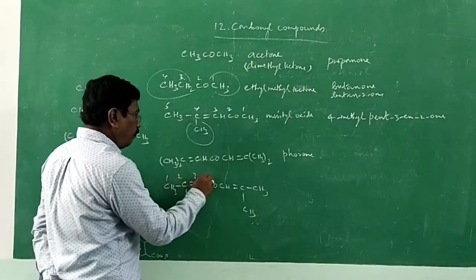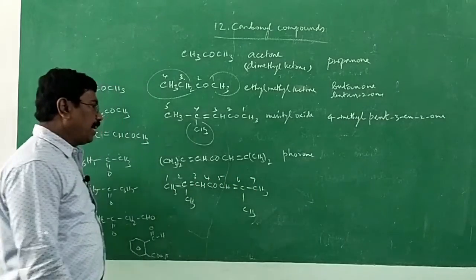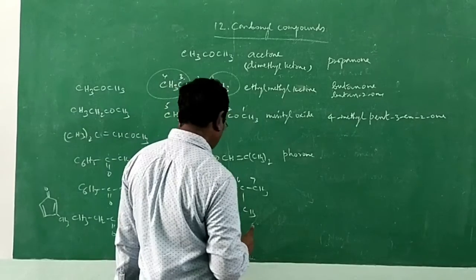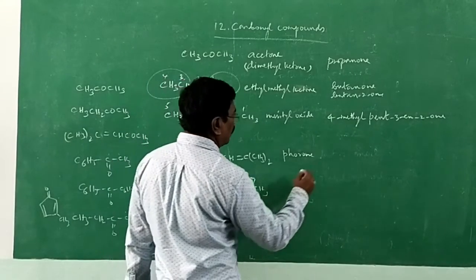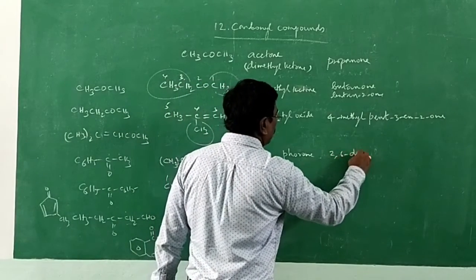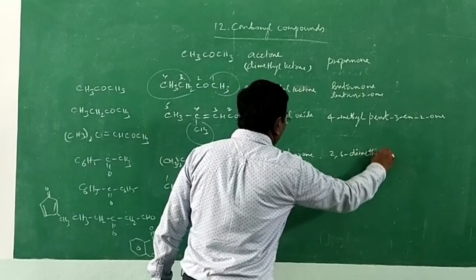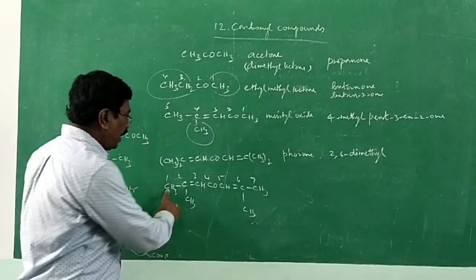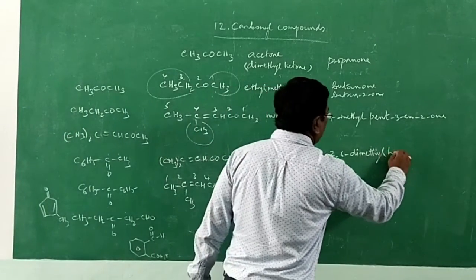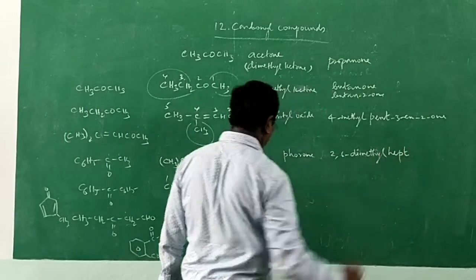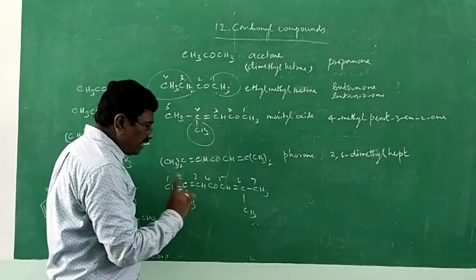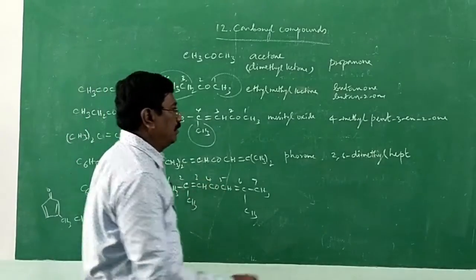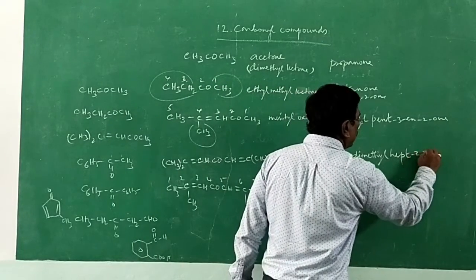1, 2, 3, 4, 5, 6, 7. Totally 7 carbon atoms in the longest chain. At the 2nd and 6th position, we have methyl. Therefore 2,6-dimethyl. 2 methyl, therefore dimethyl. At the 2nd carbon atom 1 methyl, 6th carbon atom 1 methyl, 2,6-dimethyl. Hept, totally 7 carbon atoms, therefore hept. Ene, not a single ene, double ene. Therefore diene, at the 2nd carbon atom and the 5th carbon atom.